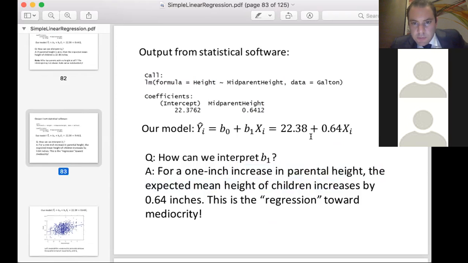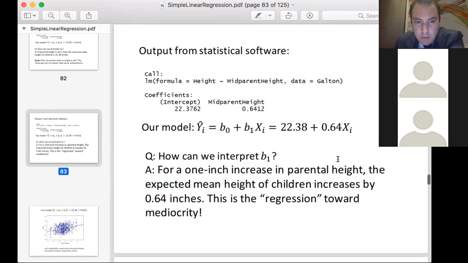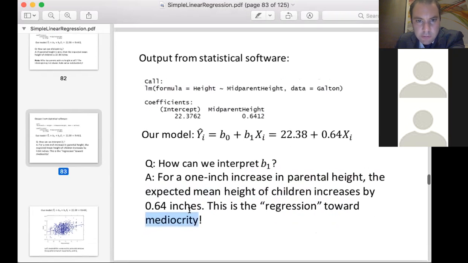Yeah, which we could look at. A good practice is looking at this formula here and describing it in words. So we could say here that for every 1 inch increase in the parent's height, which is this x value, the children's height is expected to increase by 0.65 inches. Right. So maybe not necessarily a regression towards the mean, but a regression towards mediocrity. Is kind of our conclusion.